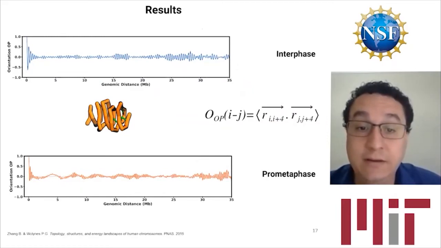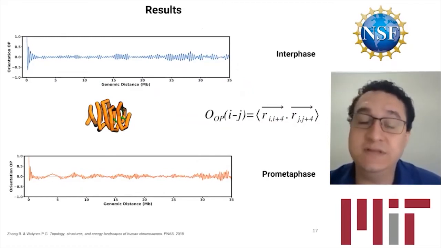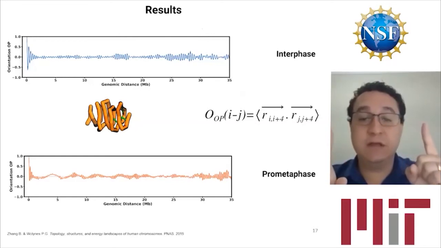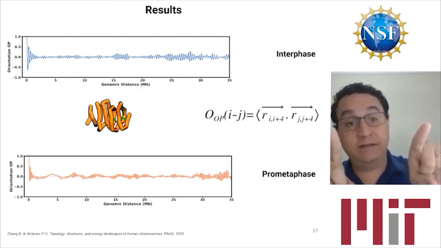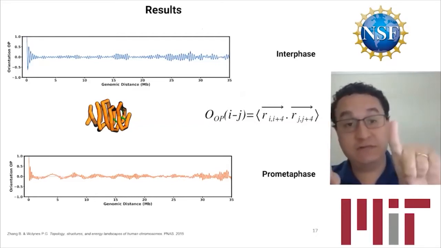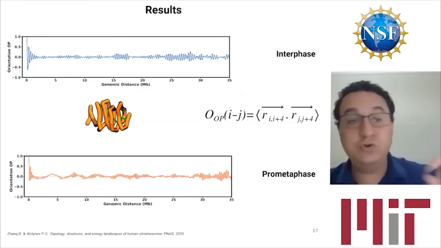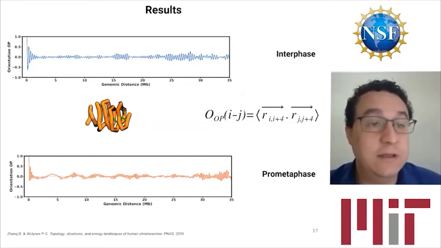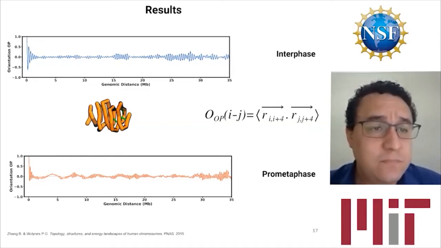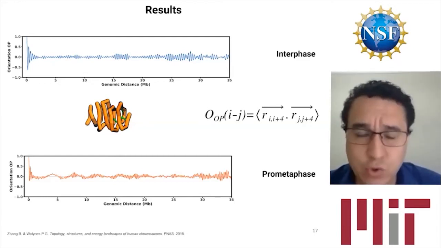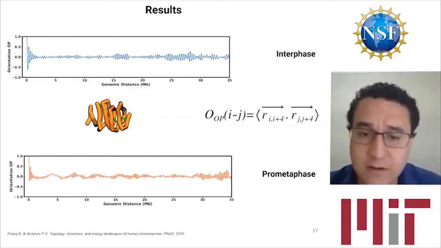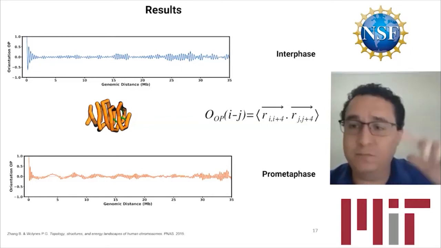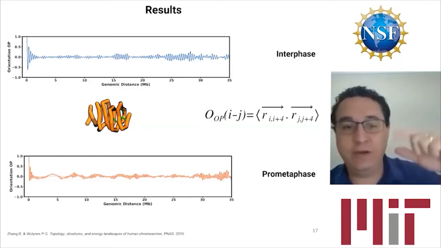We are calculating this orientation order parameter, which basically means you take two segments, two loci, and then the vector connecting them, and then you try to see through the whole chain how the signal goes. And for the interface, you can see this kind of oscillatory behavior, which goes through the whole chain. And then the same happens for the prometaphase. Okay, so you also have those small oscillations.